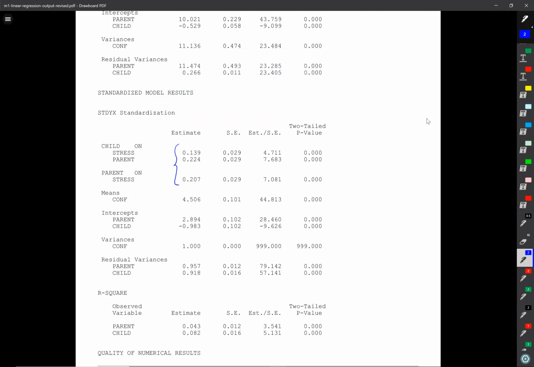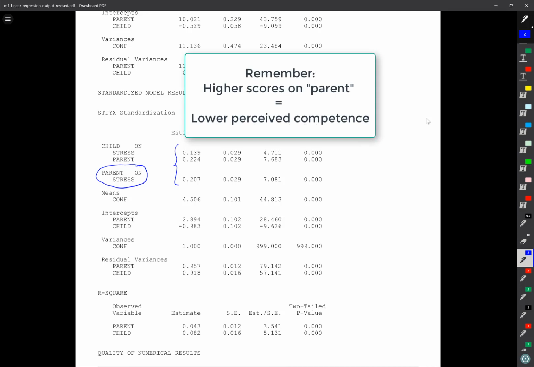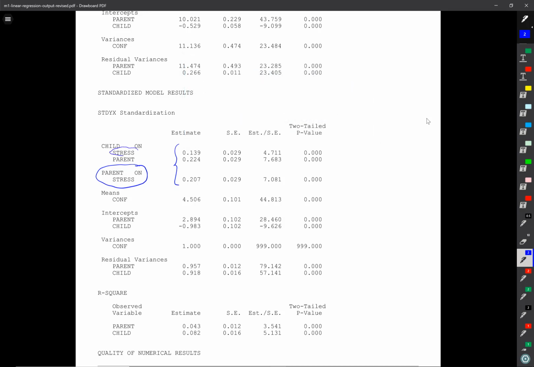So it looks like higher stress is related to higher perceived parenting incompetence, and also to heightened child externalizing problems. In addition, higher perceived parenting competence is related to heightened child externalizing problems. However, you can see that all the coefficients are actually pretty small.